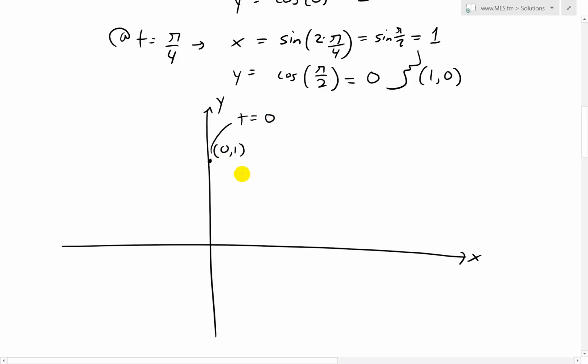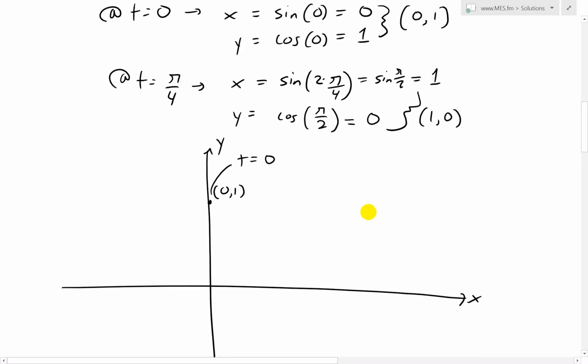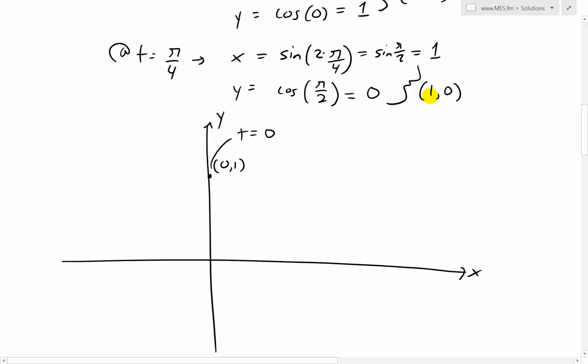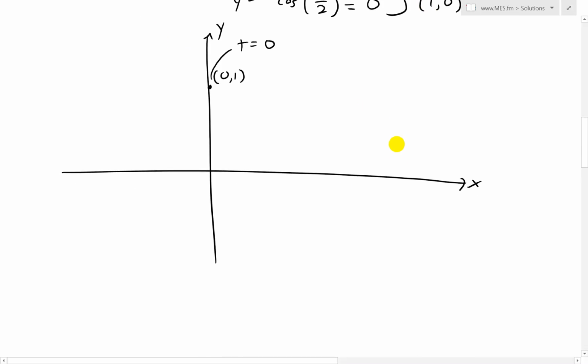And we have this 0, 1 for the x and y axis, but then at t equals pi over 4, what we get is now at 1, 0. So in other words, we go all the way from there to here. This is at 1, 0. And the value here is at t equals pi over 4.